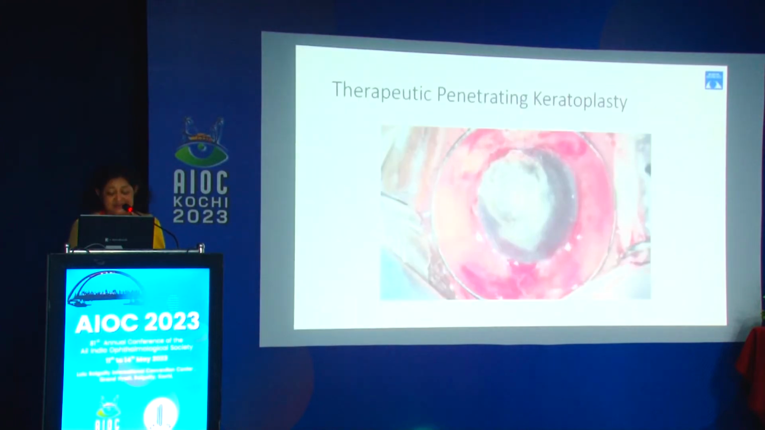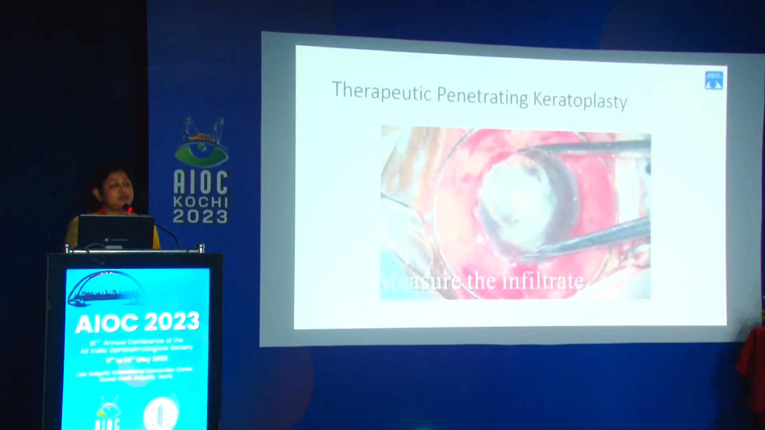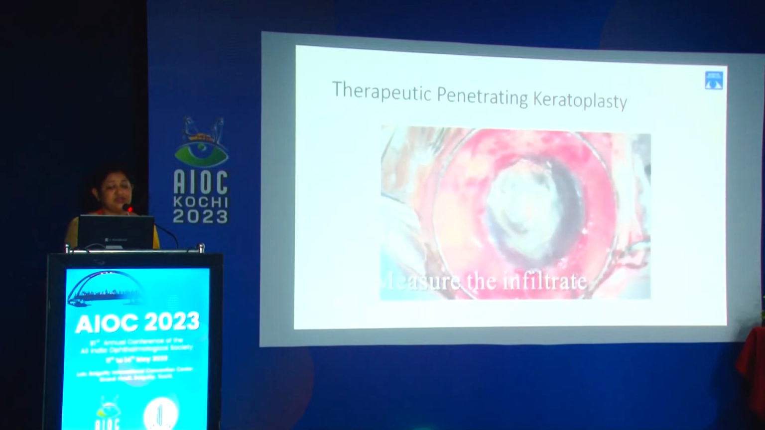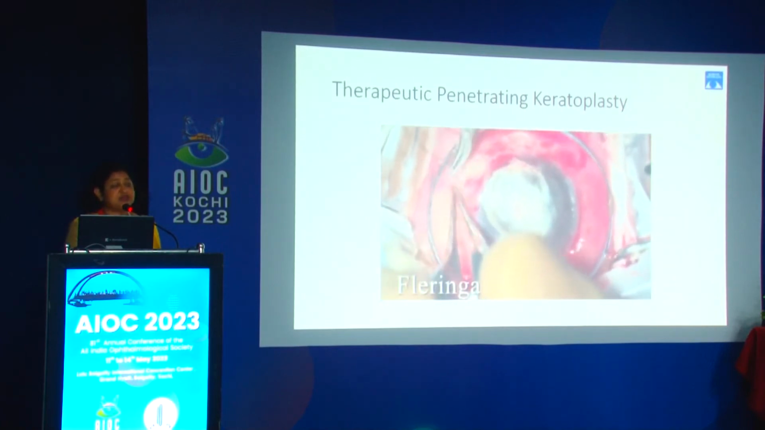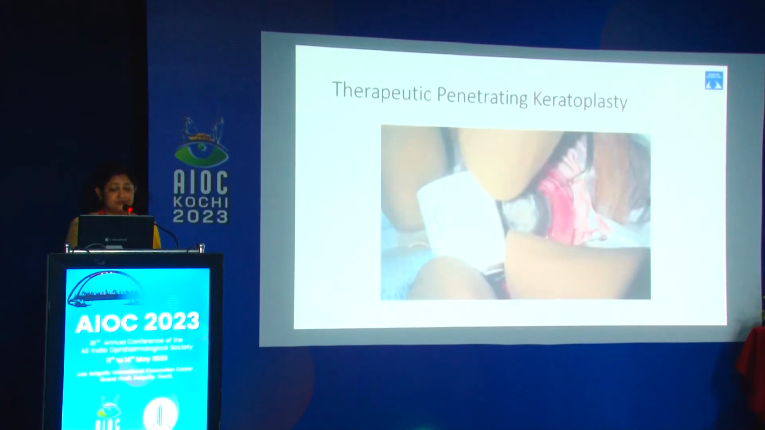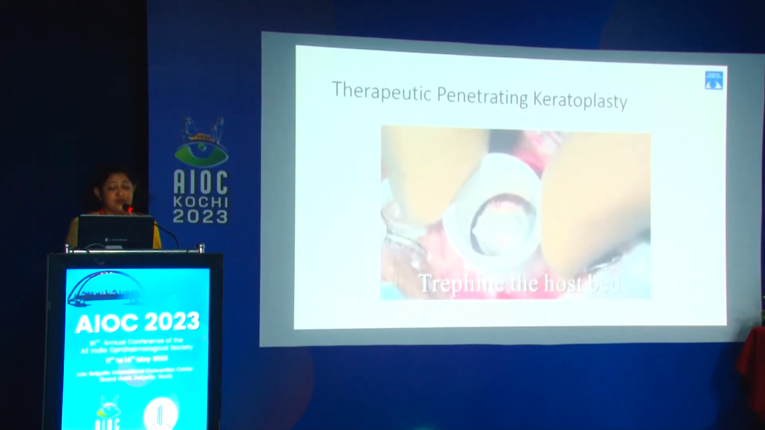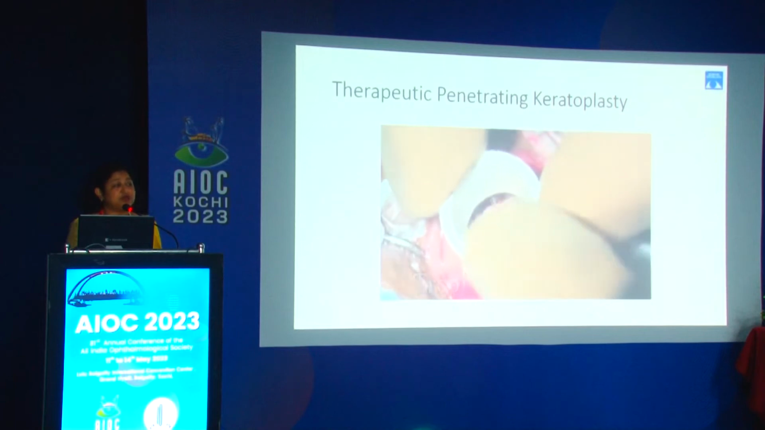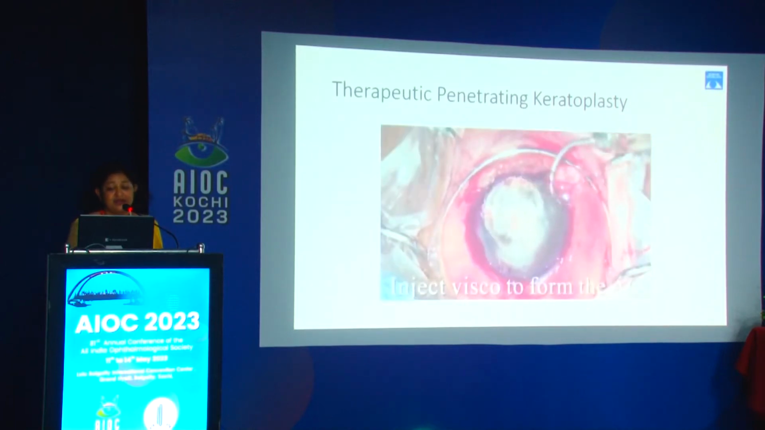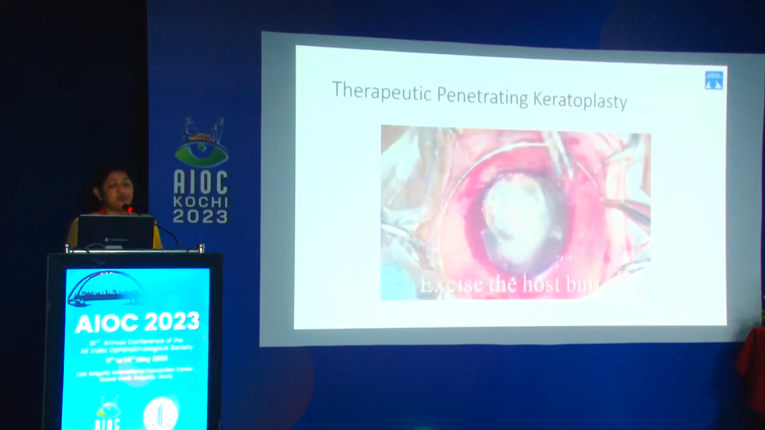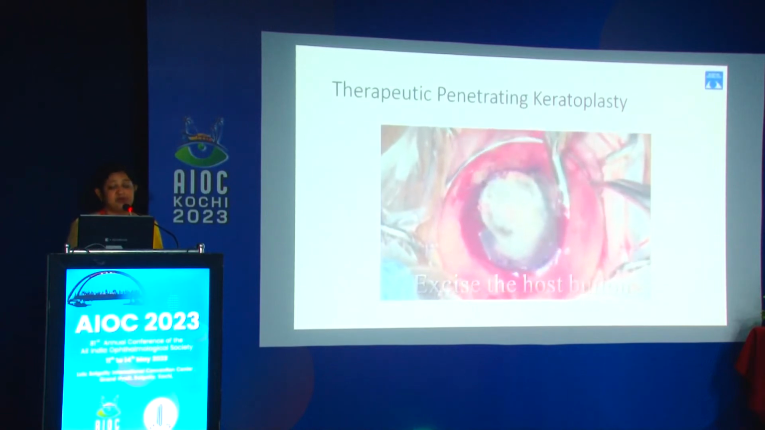Now, the basic steps that we just went through, a video summarizing that. You first measure the size of the infiltrate, 0.5 to 1 millimeter larger. Anchor the Flieringa with a deep episcleral bite using an 8-0 nylon. Trephine the host bed. We usually don't want to go full thickness in an inflamed eye because most of the time the anterior chamber is shallow to flat. Careful entry. Inject visco to form the anterior chamber.